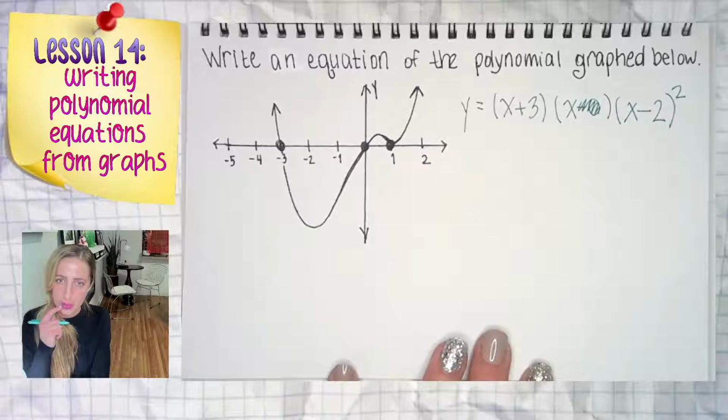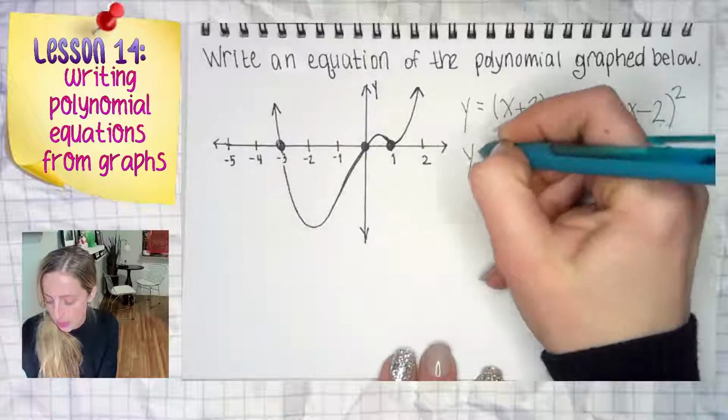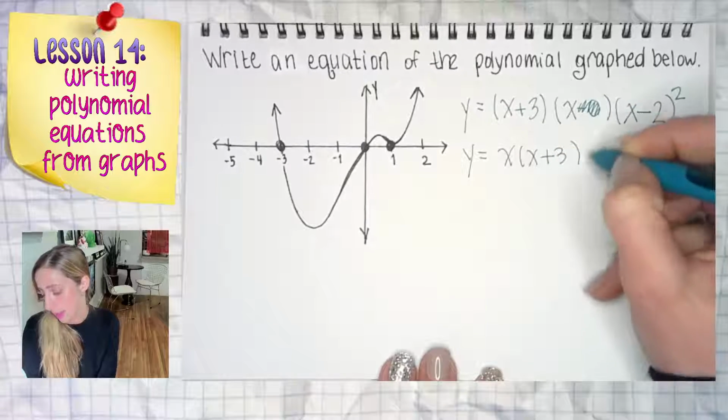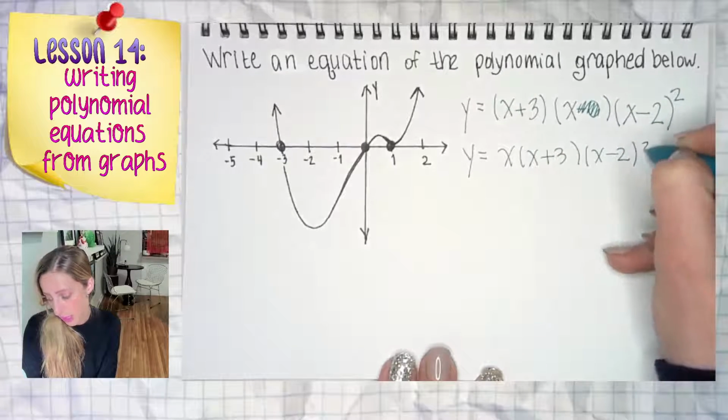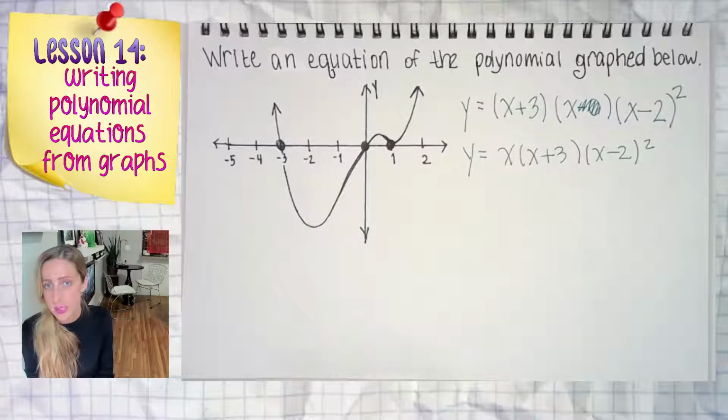Now, if the directions are only to write an equation, well, you're done. If you wanted to clean it up a little, maybe you put x in front, x plus 3, and x minus 2 squared. That's also fine. That would be factored form. However, more often than not, we do want to see you put it into standard form. So you want to make sure you do that correctly.